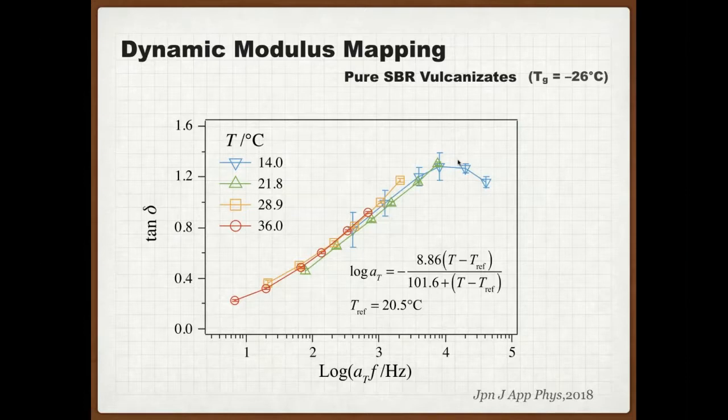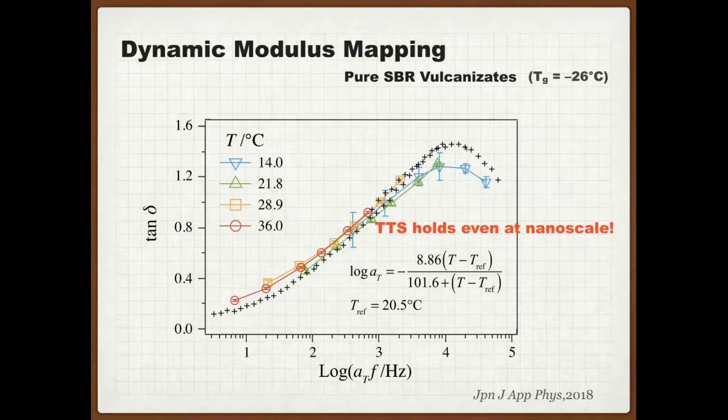So actually, I can superimpose the macroscopic data like this. So nano and macro once again nicely coincide with each other, which means the time temperature superposition principle holds even at the nanoscale. Yeah, it's good, but not so interesting.